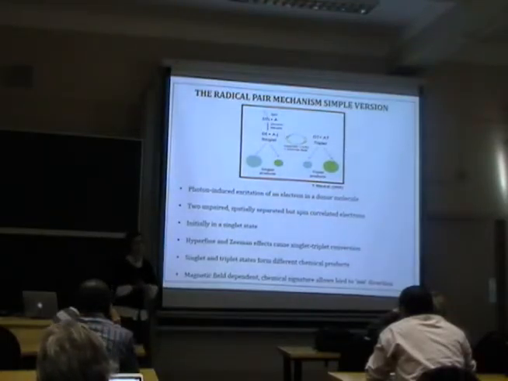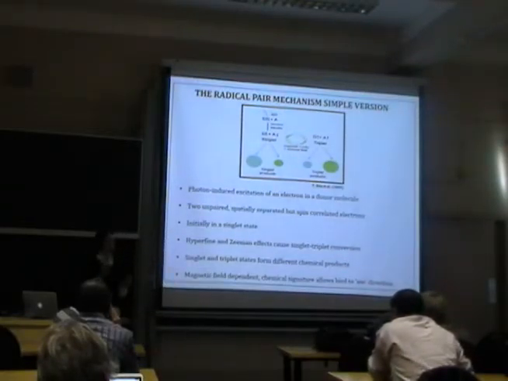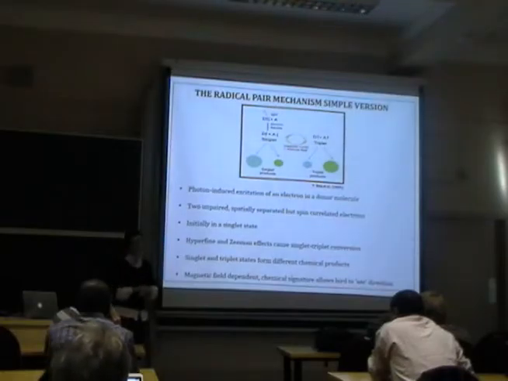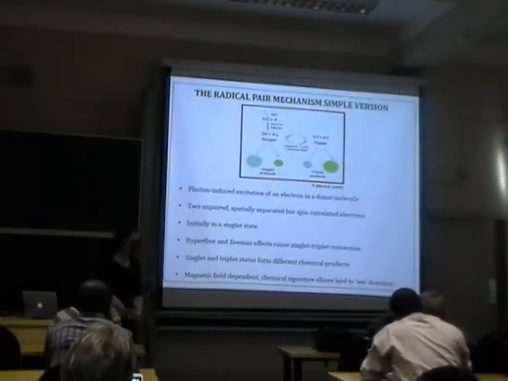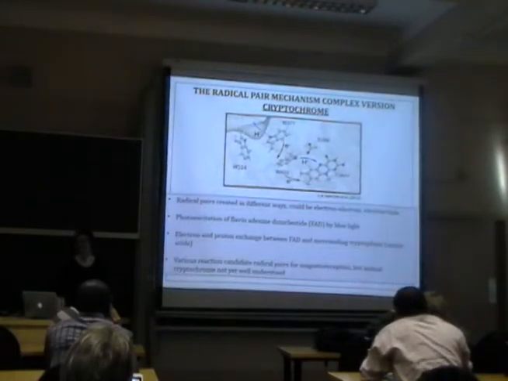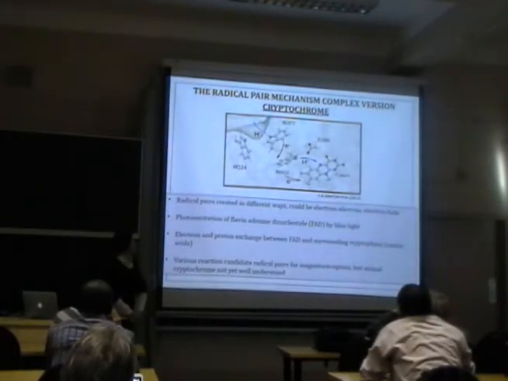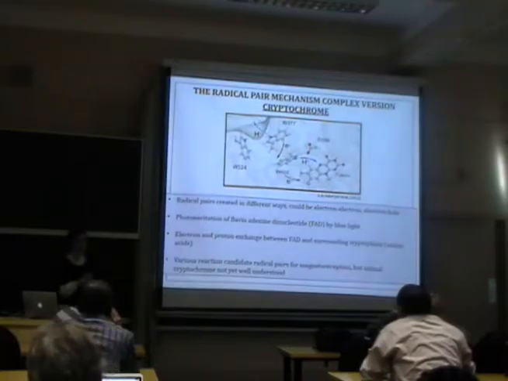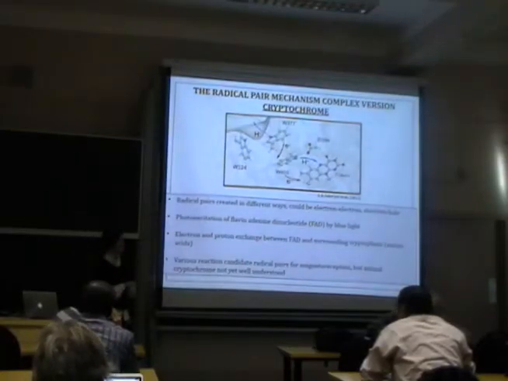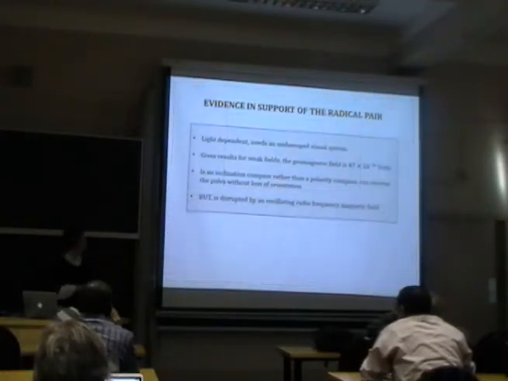And they're not really sure of how this translates to a chemical signature, but they think that the difference, and I'll show you later an artist's impression of what might be happening, they think that the singlet and triplet states form different chemical products, which the bird can then interpret. And this is how it sees where it's going. In reality, it's far more complicated. Cryptochrome is the molecule that they think this radical pair is happening in. Although cryptochrome is quite well understood in plants, it's not that well understood yet in animals. So I'm going to have to move fairly fast, otherwise I'm not going to finish.